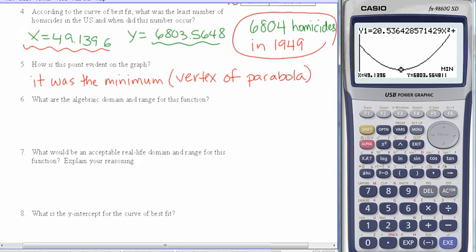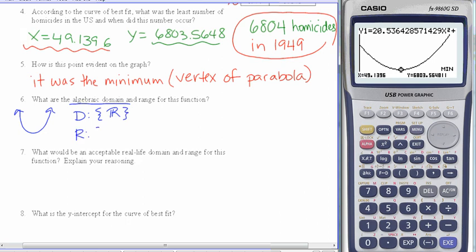All right. Number 6 asks, what are the algebraic domain and range for this function? So I'm purely going to think about my y equals. I'm not thinking anything real life, just algebraic. Algebraically, this thing makes a U shape. It goes forever to the left and right. So its domain is all real numbers.